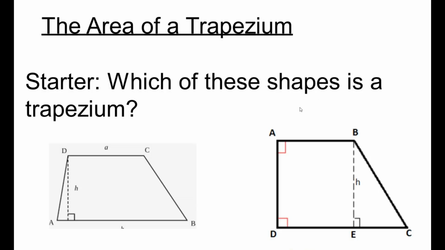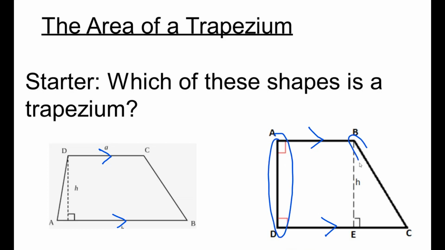Which one of these shapes is a trapezium? Well, in fact, both of them are trapezia, or that's the plural of trapezium, because they have exactly two sides which are parallel, and then you've got two other sides which are not parallel.